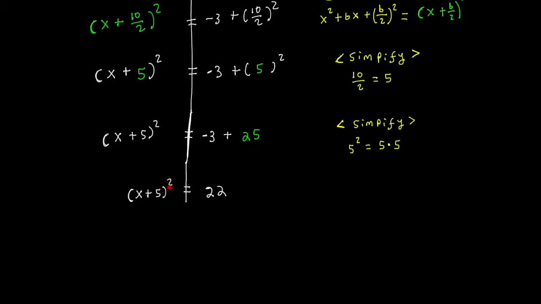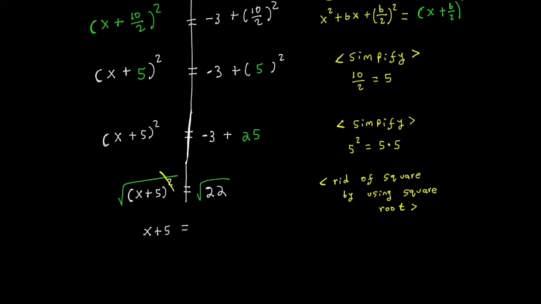And to get rid of the square, we are now going to have to use the square root. Using the square root, we're going to apply it to the left-hand side, and we're going to apply it to the right-hand side. Here, the square and the square root cancel out. All we are left with now is x plus 5 equal to, well, 22 doesn't have a perfect square, so we're going to leave it in radical form, but we're going to have two different choices. We're going to have plus or minus radical 22.